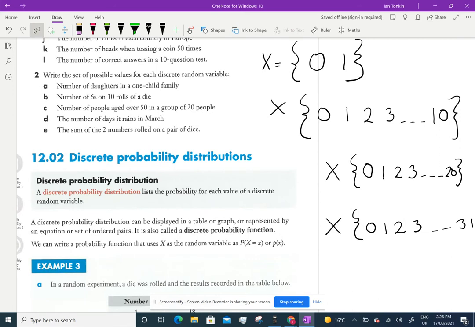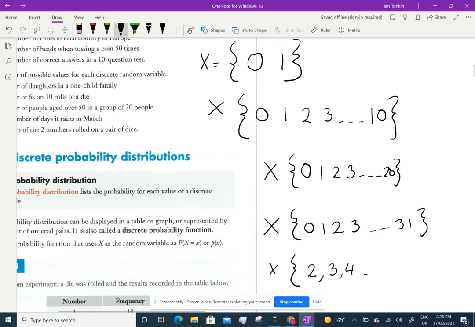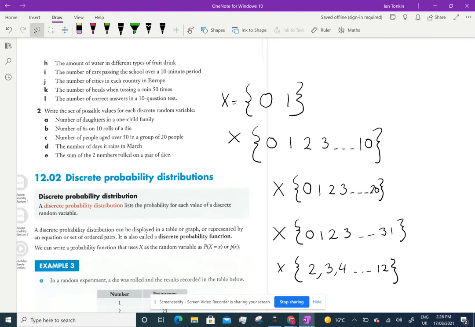So you get the idea now. The sum of two numbers rolled on a dice. Now, we already said what these are. If I roll two dice and add them together, the lowest number I can get is 2. And then I can get a 3, 4, and the highest I can get is 12. So that's how we write all the set of possible values.